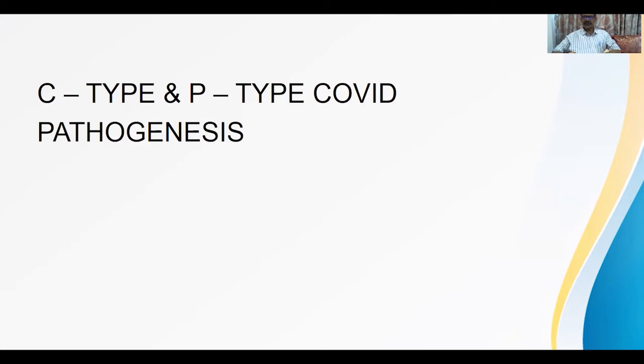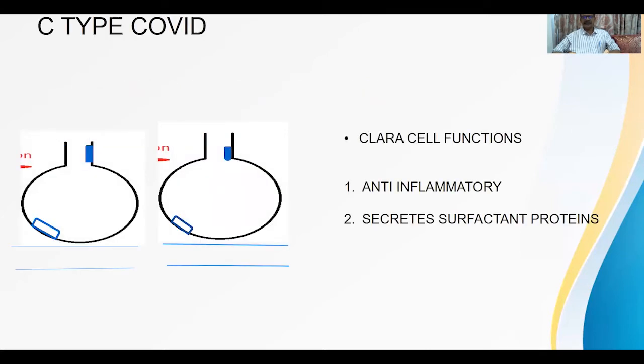So let us discuss first about C-type. When we are discussing these types, first we'll have a hypothetical figure of two alveoli, one normal alveolus, one abnormal alveolus, and what happens in each type of corona. So let us see this figure. Both these alveoli are hypothetical. There are hypothetical airway compartments and hypothetical alveolar compartments. At this junction of bronchioles and alveolus, that is the BAD, bronchiolo-alveolar duct junction, the Clara cell is situated.